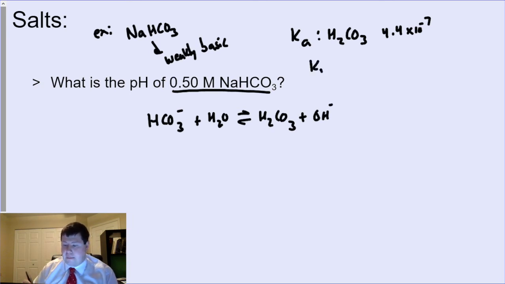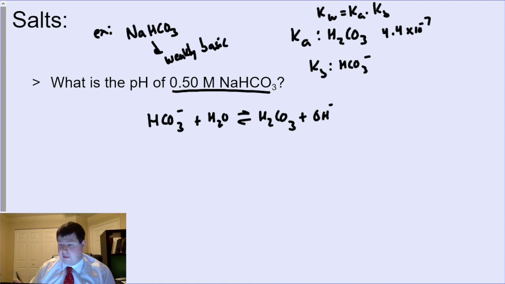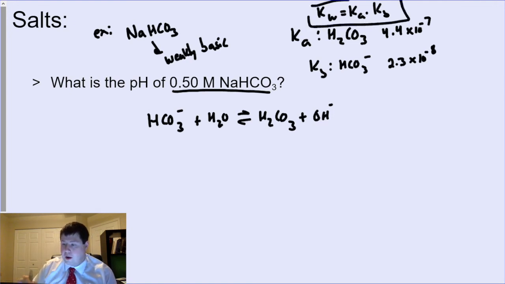So to find that Kb for my HCO3-, I remember that Kw relates my Ka and my Kb. I plug in 4.4 times 10 to the minus 7th for Ka. Kw is 1 times 10 to the minus 14th. And so the Kb I'm going to calculate ends up being 2.3 times 10 to the minus 8th. Now remember, this relationship is only true for a conjugate acid-base pair.